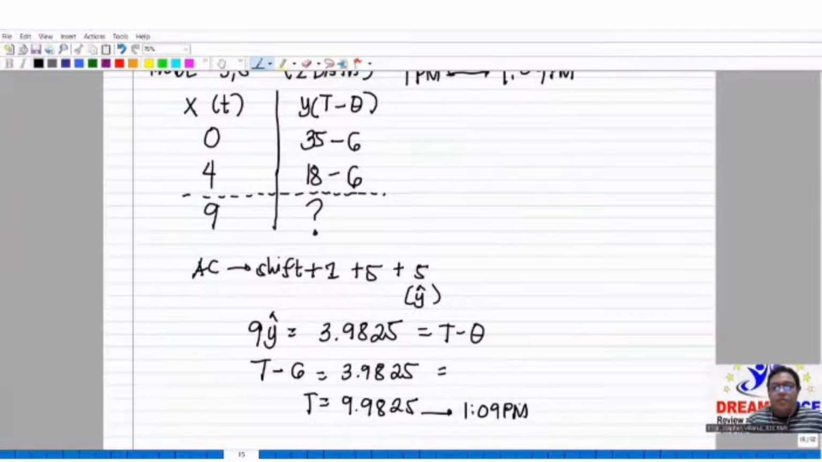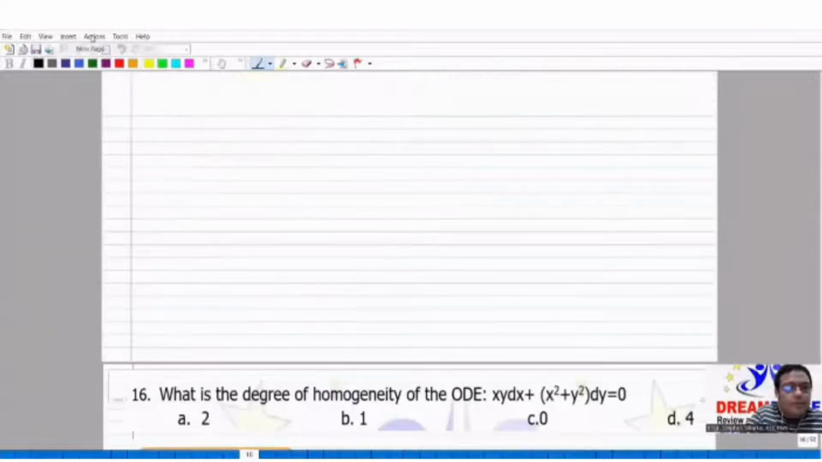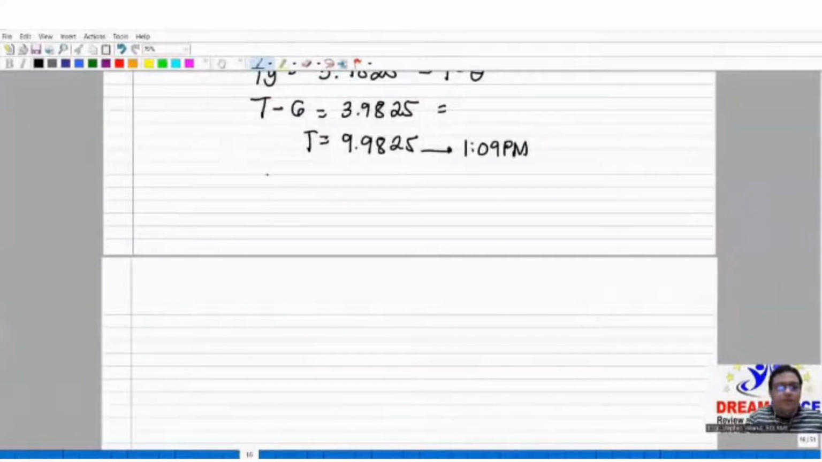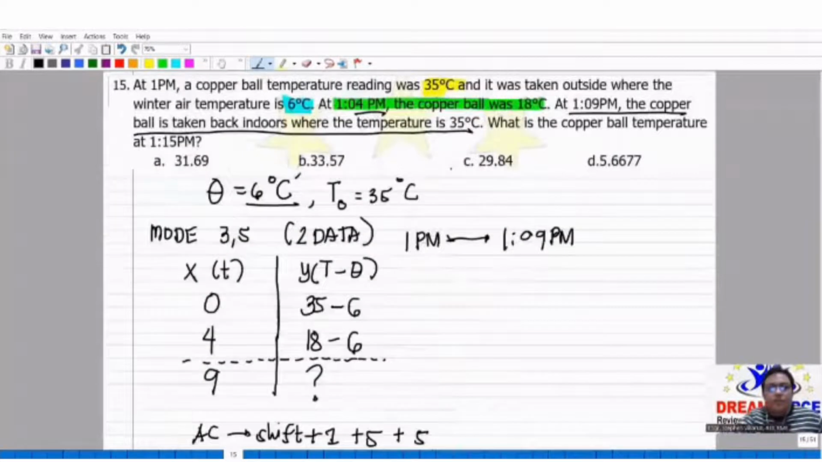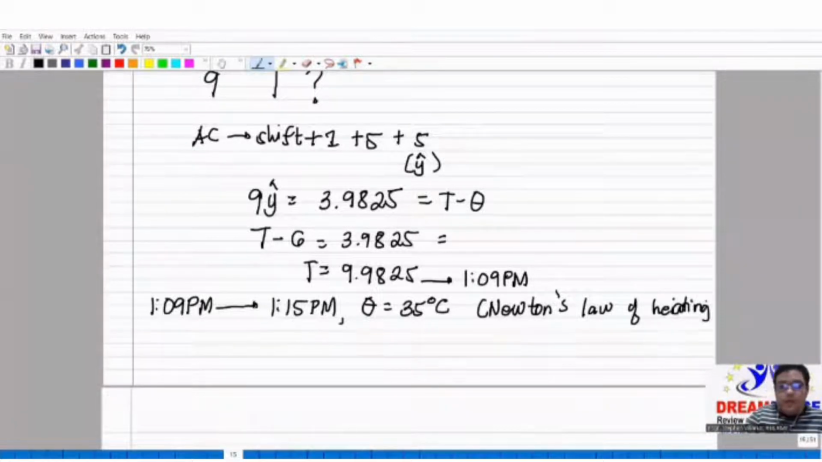Ngayon, ibabalik daw siya wherein surrounding temperature is 35 degrees Celsius. Babalik siya daw doon. Okay? So, from 1:09 p.m. hanggang 1:15 p.m. Take note, ang ating theta na daw dito ay 35 degrees Celsius. Ayan, 35. Surrounding temperature, ibig sabihin, Newton's law of heating. Kanina, Newton's law of cooling. Ngayon, Newton's law of heating naman tayo. Papaitin natin yung body.